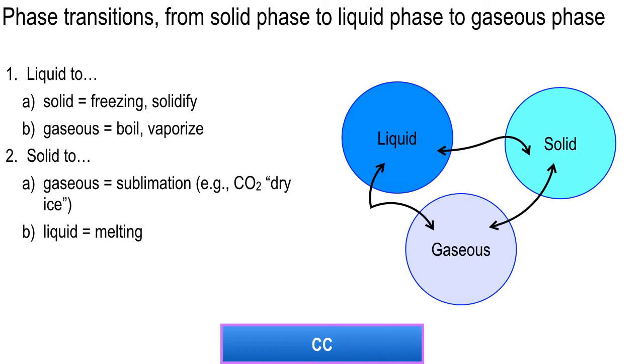Solid to liquid is what we call melting. And we know the melting point of various substances like gold and water, H2O. Gaseous to liquid, that is like water vapor in the atmosphere.